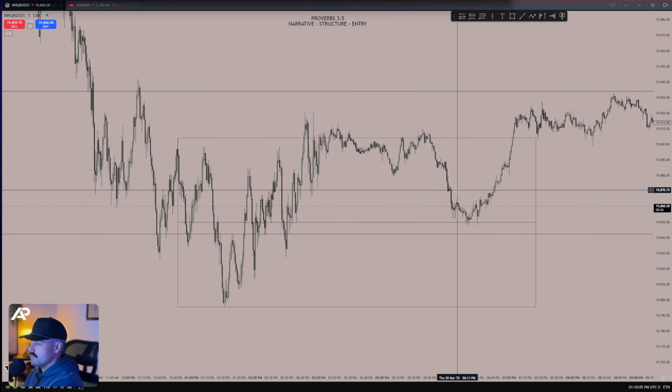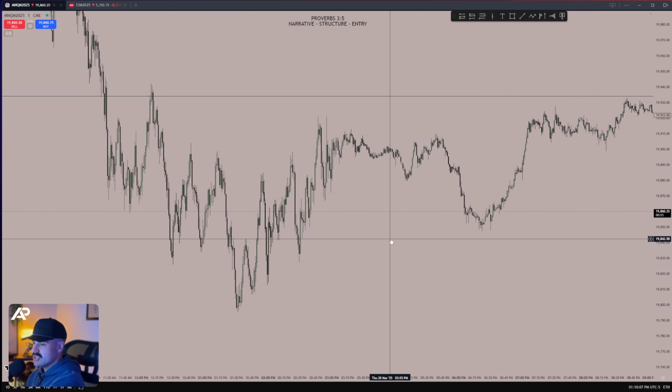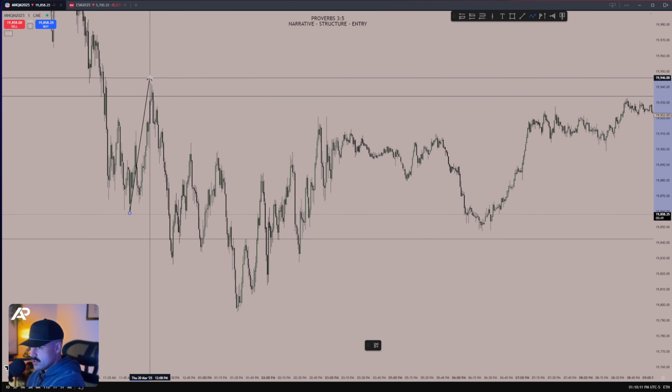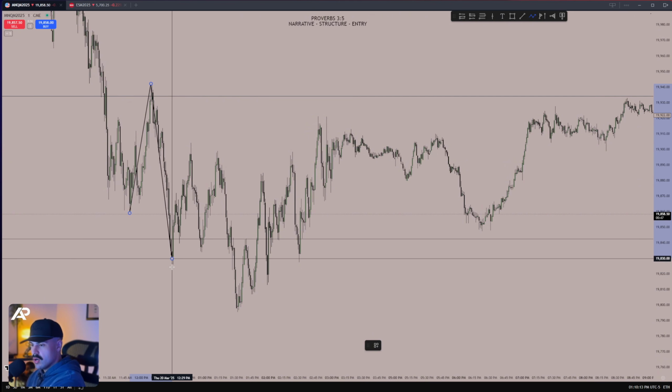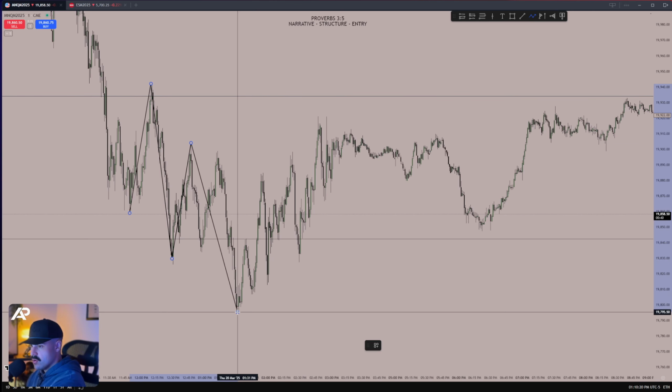So first things first, real quick, what I want to hop into right here is just basic structure. What are we looking at right over here? Well, we have a high up here. We have a low. We have a high. We put in a new low right down here. We put in a high here, okay? This high right up here is responsible for this low over here.